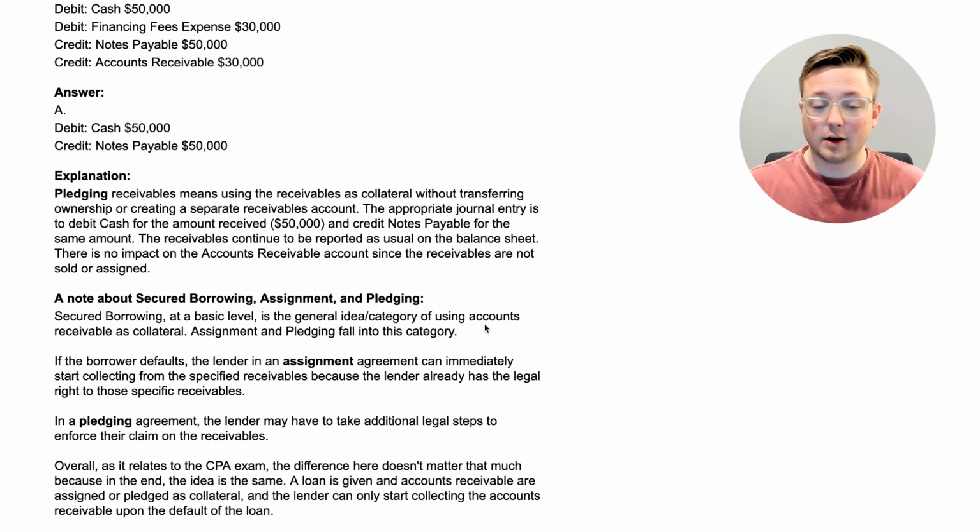But again, as far as the idea of somebody pledging their receivables as collateral, assignment and pledging are very similar up until the point of default, which doesn't seem to be a big focus for the CPA exam. So that's pretty much all we're going to talk about with pledging and assignment and secured borrowing. The rest of this, we're going to be talking about factoring. So let's go to the next question.